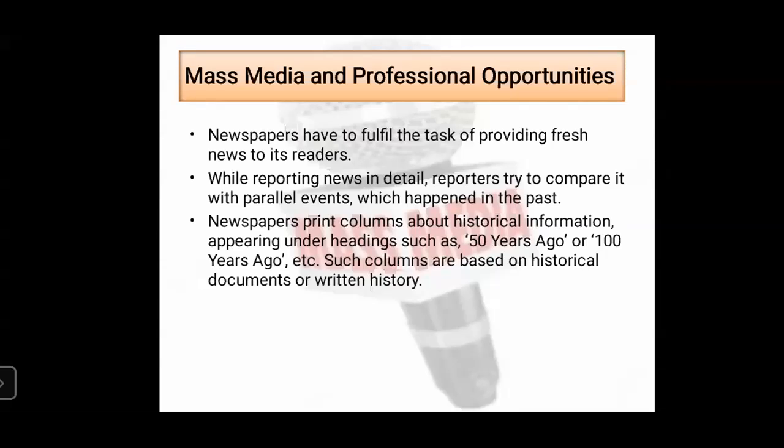Newspapers print columns about historical information appearing under headings such as 50 years ago or 100 years ago. Such columns are based on historical documents or written records of events. These columns provide historical information about economic, social, and political events in the past, and also events of historical significance. So students, here is an opportunity for history students. When there are columns in the newspaper talking about events during the independence, or what happened 50 years ago or 100 years ago, history students can contribute to that.